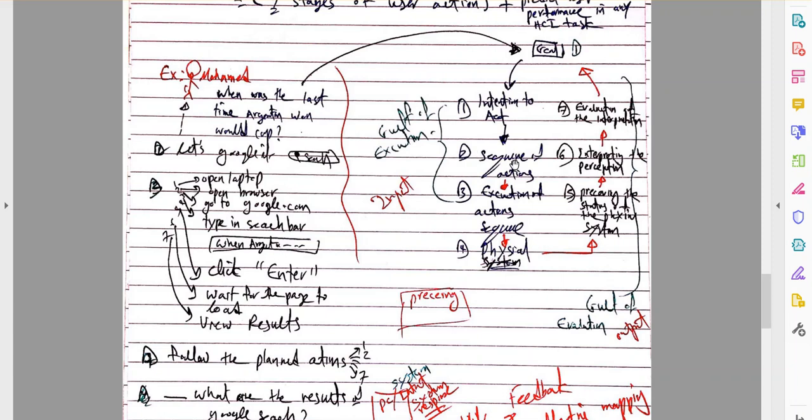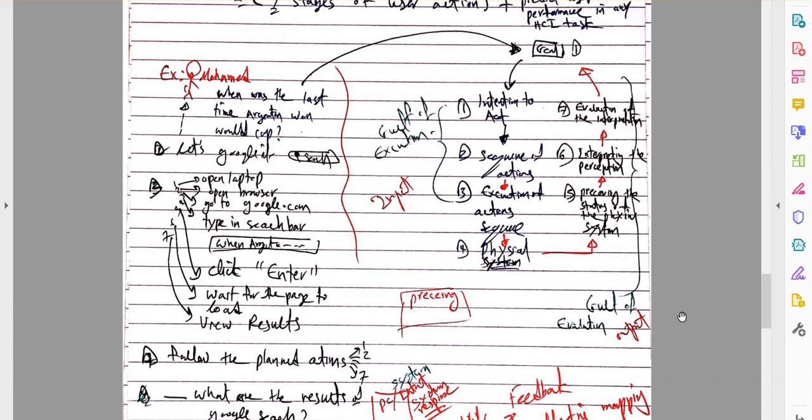Okay, then sequence of actions. So these are the planned actions, not the actual action. These are the planned actions. So what I will do to achieve this, basically I will go to Google. This is my action. So what I will do, I'll open my laptop. I'm speaking about the plan. I will open a browser, then I will go to google.com. Then in the search bar, I will type, when did Argentina win the World Cup last time. Then I will click enter, then wait for the page to load, then view the results. So these are the planned actions to achieve my intention.